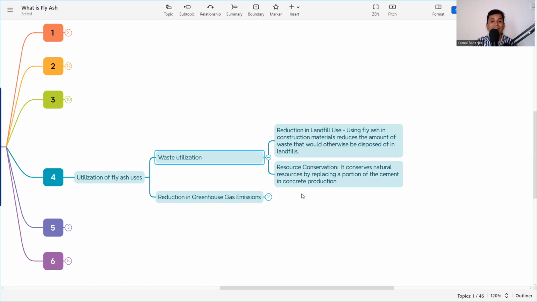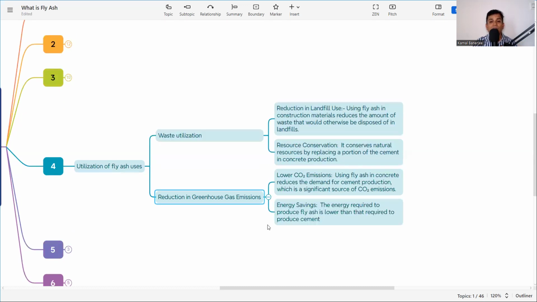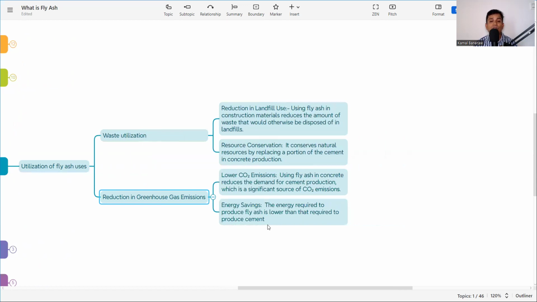Then, a reduction in greenhouse gas emissions. How? It lowers the CO2 emission. Using fly ash in concrete reduces the demand for cement production, which is a significant source of CO2 emission. As we know, whenever cement is produced, CO2 gas is produced, and it goes into the air and causes air pollution.